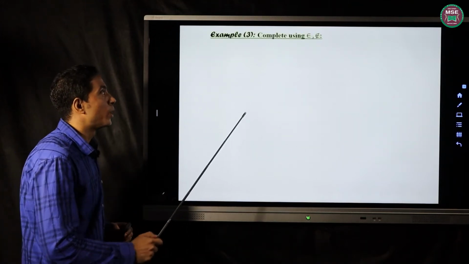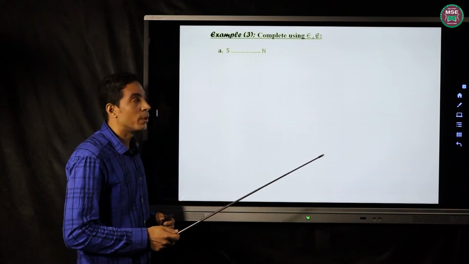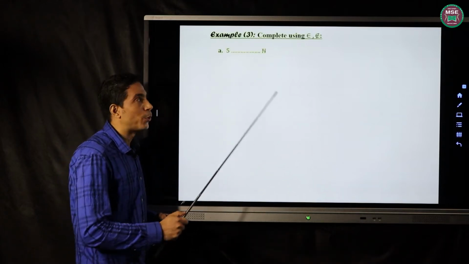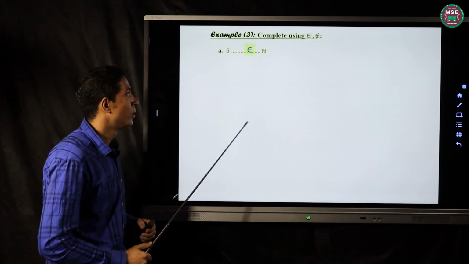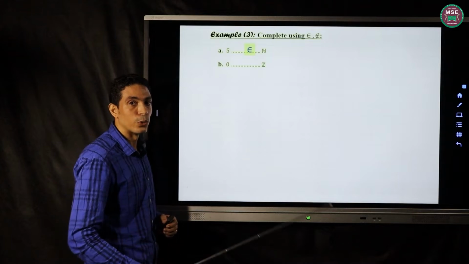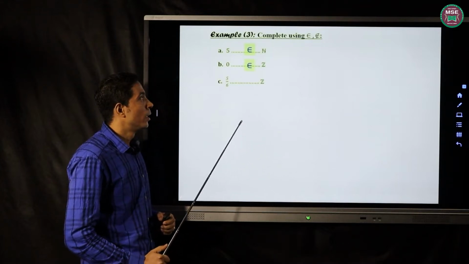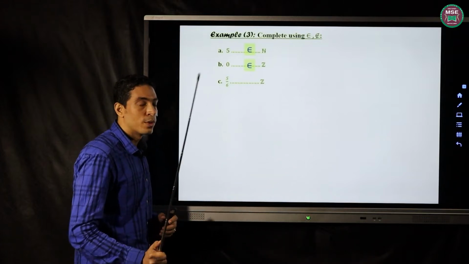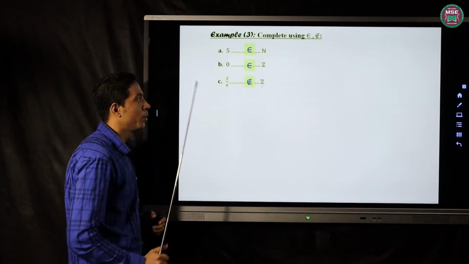Example number 3, complete using belongs or doesn't belong. 5 belongs or doesn't belong to natural numbers? Of course, 5 belongs to natural numbers. 0 belongs or doesn't belong? Of course, 0 belongs to Z, the integer numbers. 5 over 6 doesn't belong to Z because integer numbers don't have fractions.